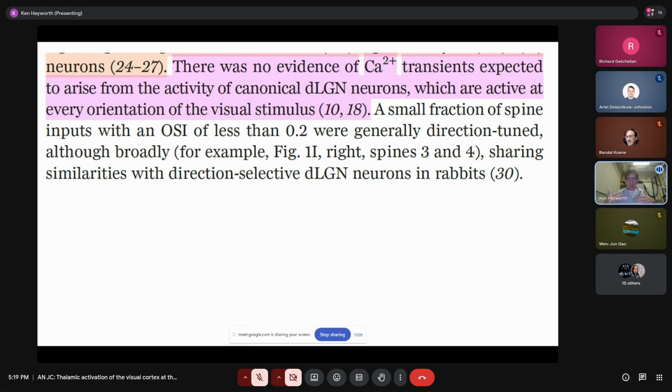They say, well, maybe these are coming from the subset of actually direction selective cells in the lateral geniculate nucleus. So an extra complication, there are some cells in a particular region of the lateral geniculate nucleus that actually do have direction selectivity. So what they did next.